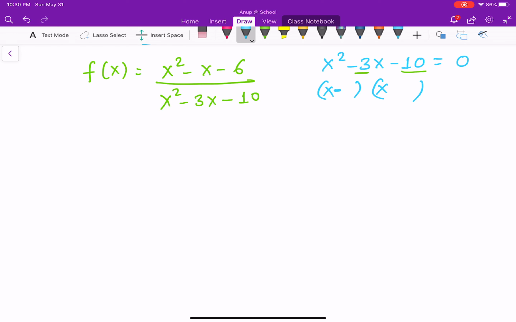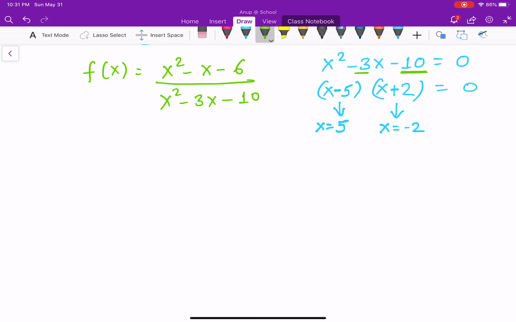Okay, so negative 5 and positive 2, right? Negative 5 times 2, if you multiply you get negative 10, but when we combine we get negative 3. So let's set this equal to 0, then we have the linear factors. When you set x minus 5 equal to 0, we get x equal to 5 as a solution. When you set x plus 2 equal to 0, we get x equal to negative 2. So these are the two solutions.